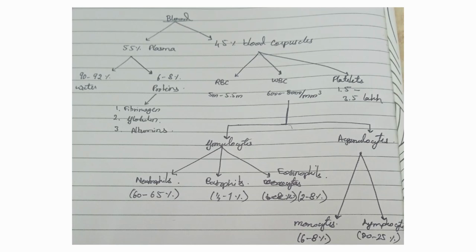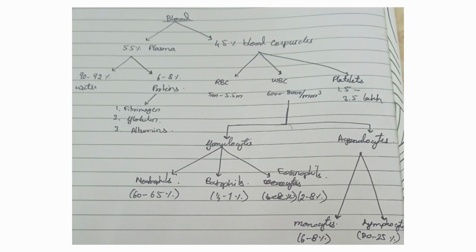Now WBCs are divided into two parts: granulocytes and agranulocytes. There are three types of granulocytes given in NCERT: neutrophils, basophils, and eosinophils, and two in agranulocytes: monocytes and lymphocytes. And then all the quantities, for example, neutrophils form 60 to 65% of WBCs, not 60 to 65% of granulocytes. So all of the percentages are given with respect to total WBC count. So neutrophils are 60 to 65% of WBCs. Next, basophils are the least, which is 0.5 to 1% of WBCs. Eosinophils are 2 to 8%.